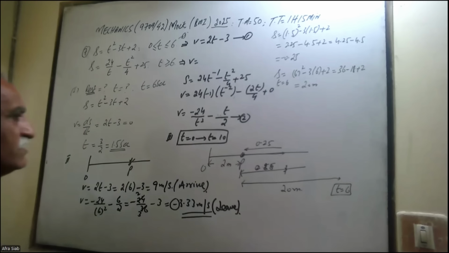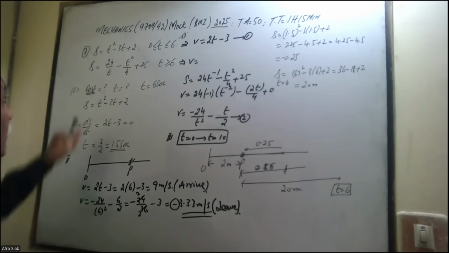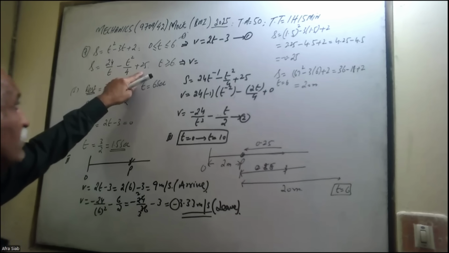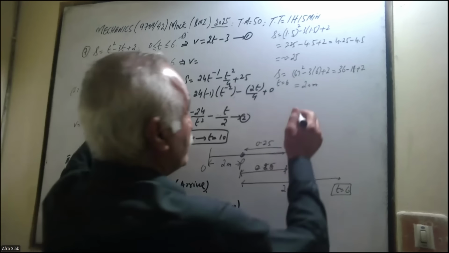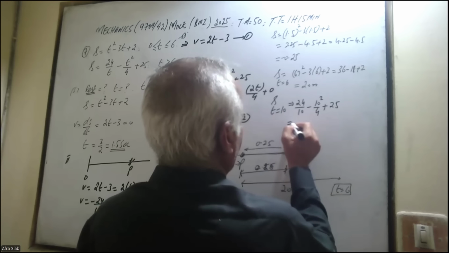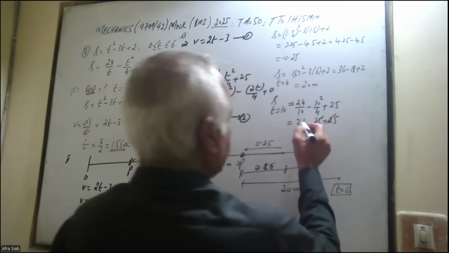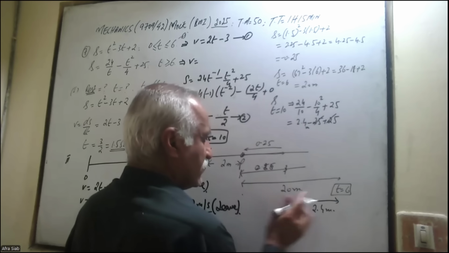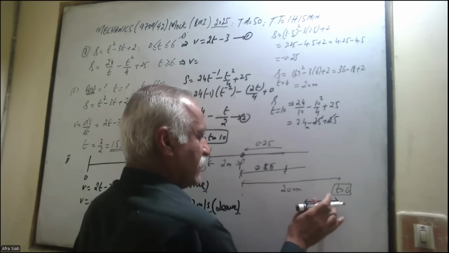Then, after 6 till 10 seconds, it is going to move the last distance. So now you can use this equation of motion, the second part, because it is after 6 seconds: the equation of motion is 24 over t minus t squared over 4 plus 25. We use this equation until t is equal to 10 seconds, so it will be 24 over 10 minus 10 squared over 4 plus 25. So that is equal to 2.4 minus 100 over 4 plus 25, which is 2.4 meters. So from this point, it is coming back to this distance, 2.4 meters. So this distance is basically, from this position, 20 minus 2.4.